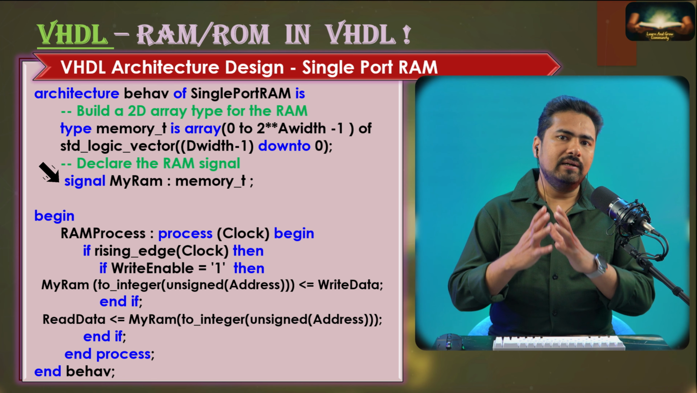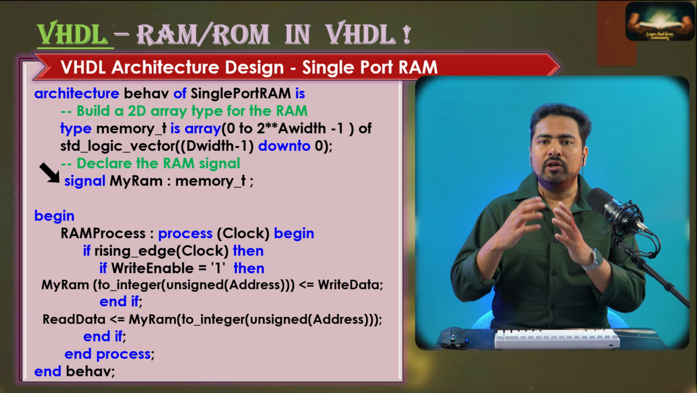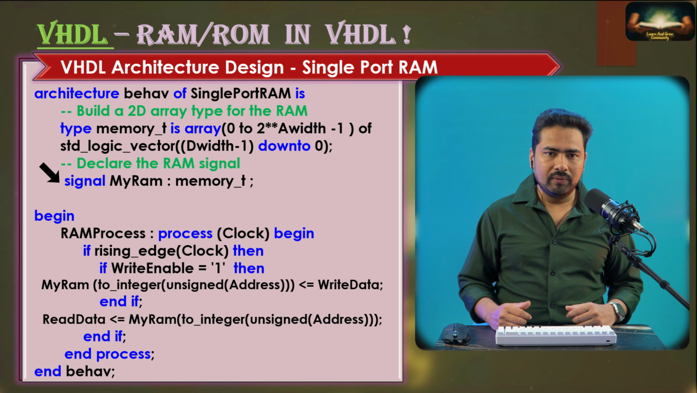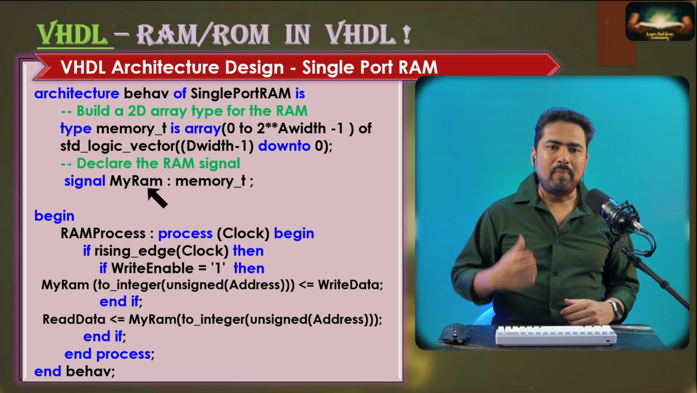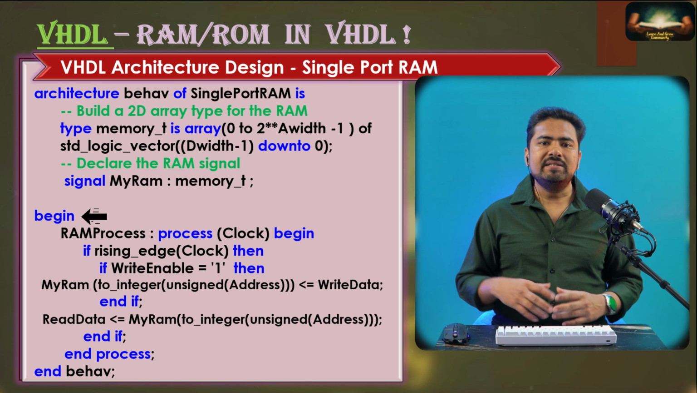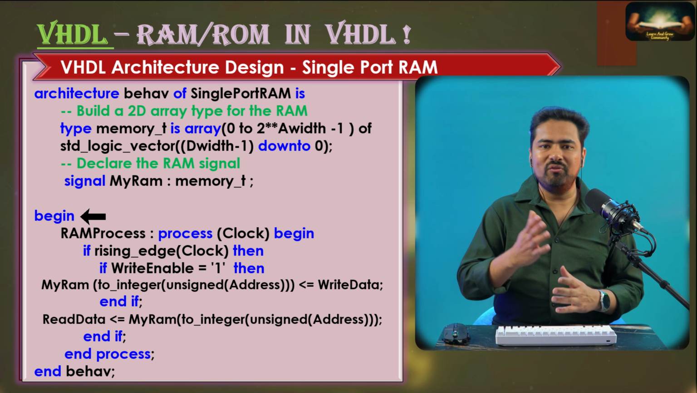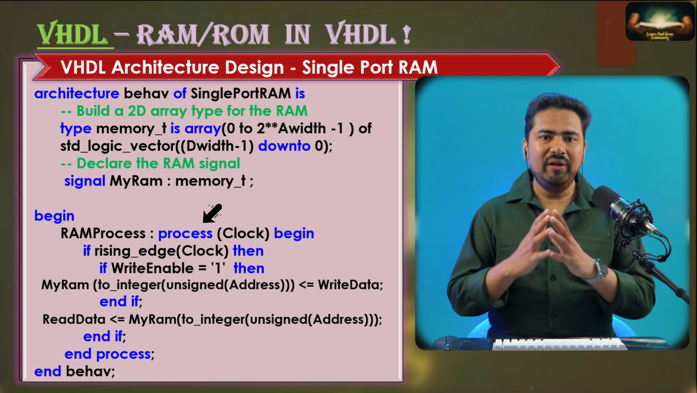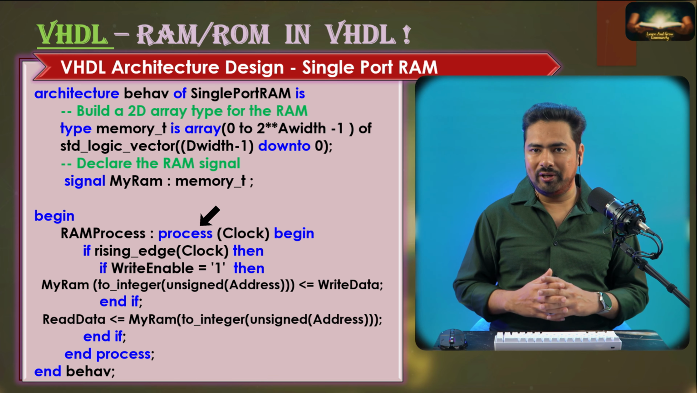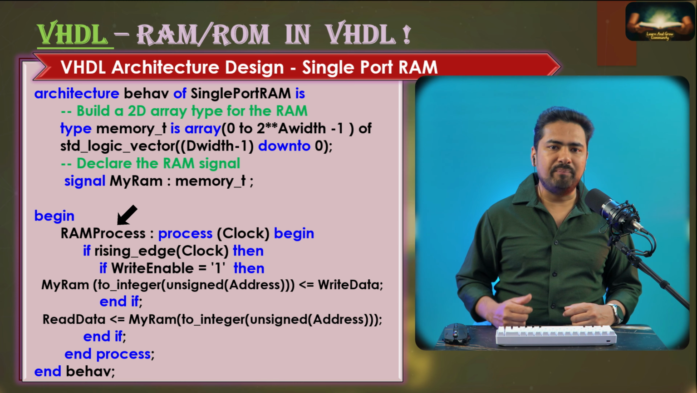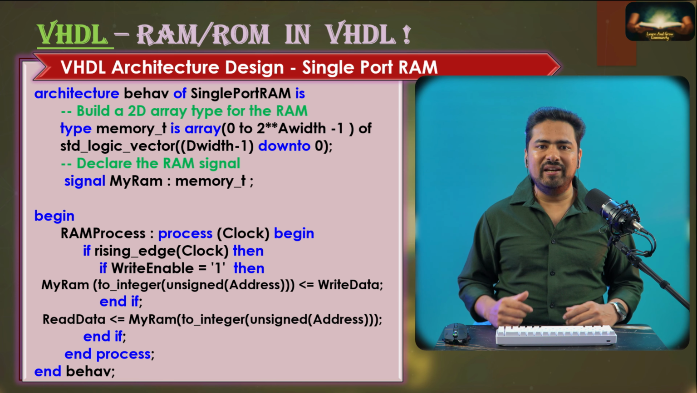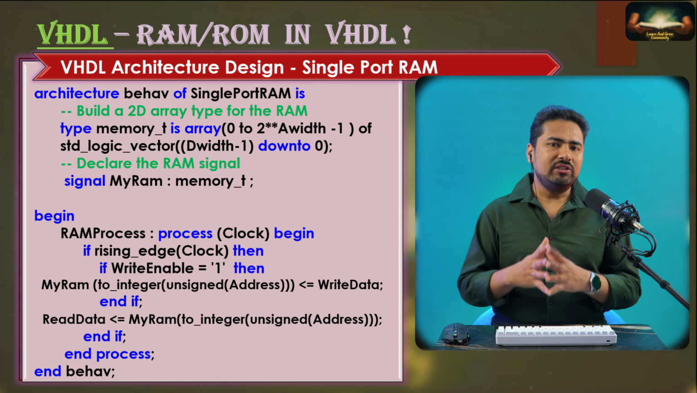Next, we declared a signal using this newly created custom data type. This is named myRAM. Next is the begin keyword, and we will start writing our module functioning from here. Now we are using a registered process block here named RAM process. You can choose any name because this is a register process block.